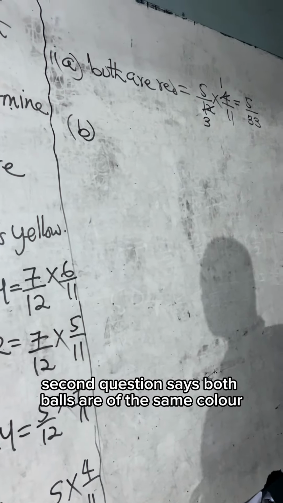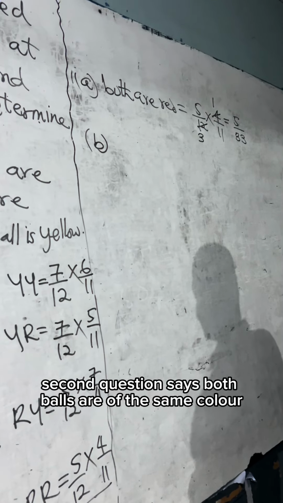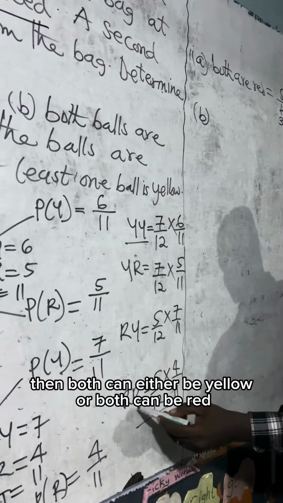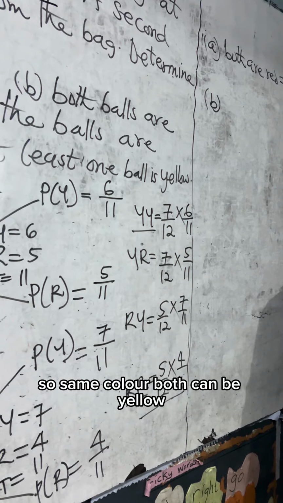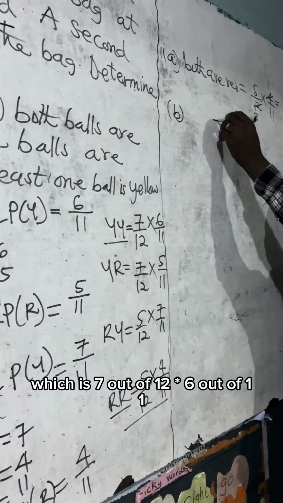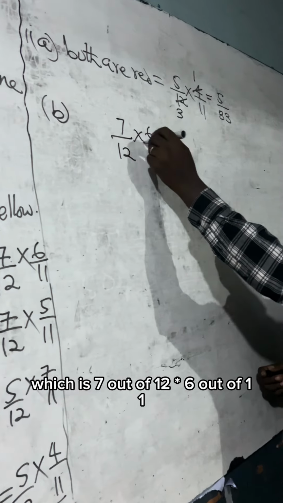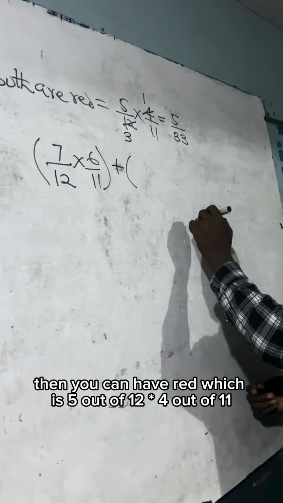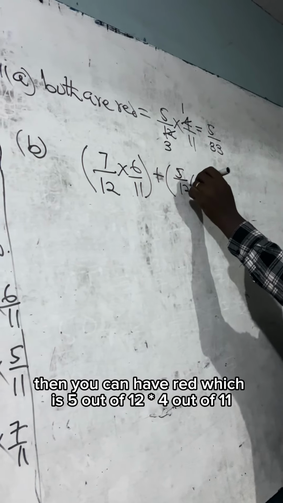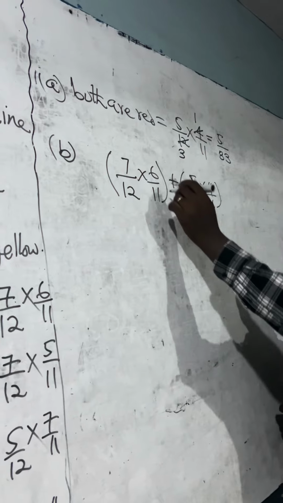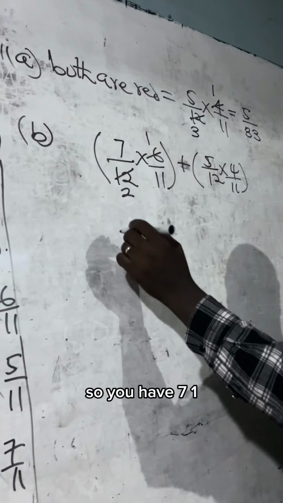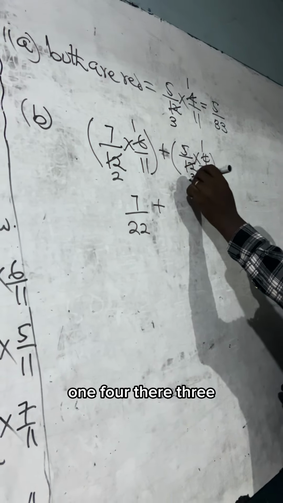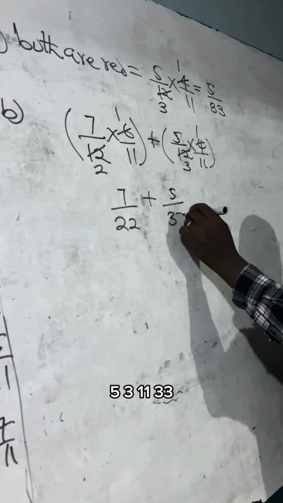Second question says, both balls are of the same color. If they are of the same color, then both can either be yellow or both can be red. So same color, both can be yellow, which is 7 out of 12 times 6 out of 11, or, which is addition, red, which is 5 out of 12 times 4 out of 11. So you can divide across. You have 7, 1; 7, 2; 11, 22. 4 here, 1; 4 there, 3. That's 5, 1; 5, 3; 11, 33.